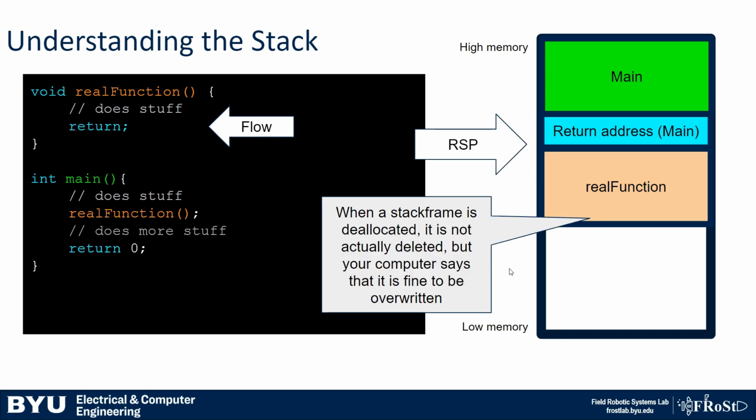It's important to note that when a stack frame is deallocated, it's not actually deleted, but your computer says that it's fine to be overwritten. So if main were to call another function after real function that also created a stack frame, it would also go right here. It would just overwrite what real function did. But for simplicity, I'm just going to show that it was deleted.